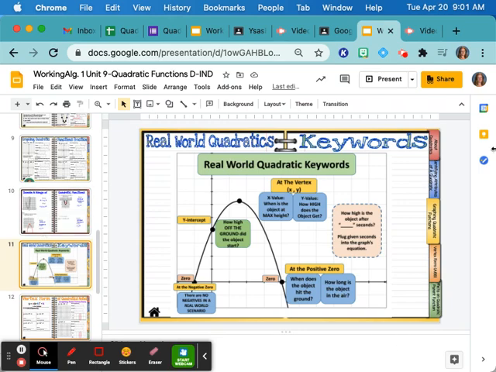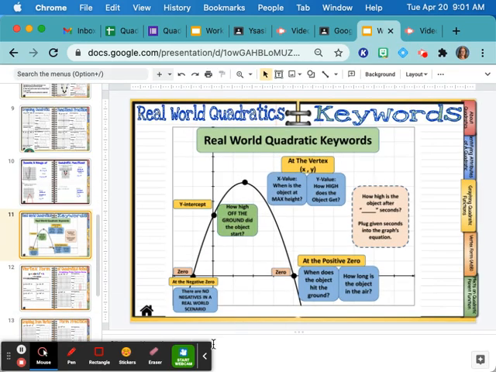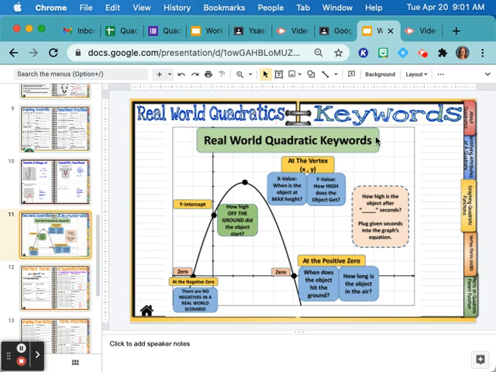We are on slide 11, and this is real-world quadratic keywords. So we see a parabola. That is actually a downward parabola. And if you look at this, think about it as you're throwing something in the air. It reaches a peak, and then it falls back down.